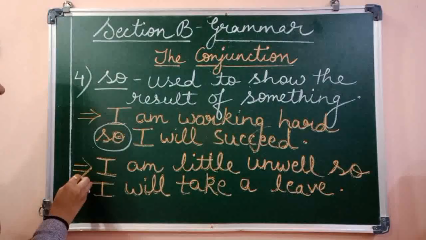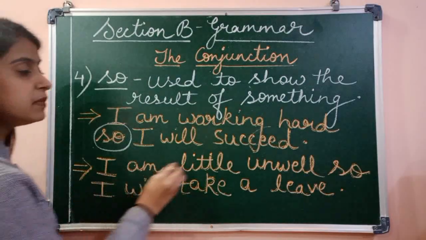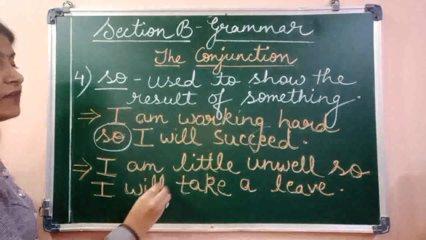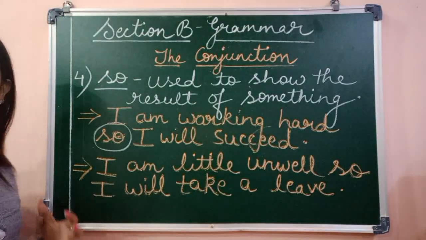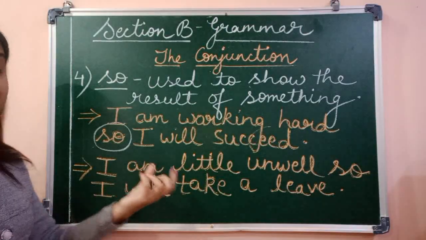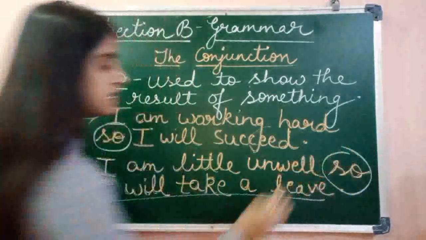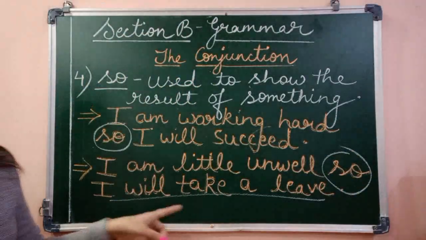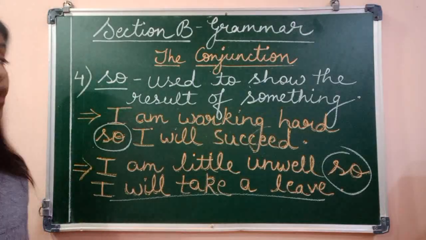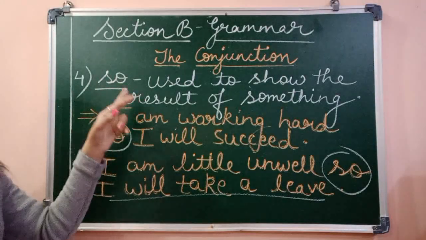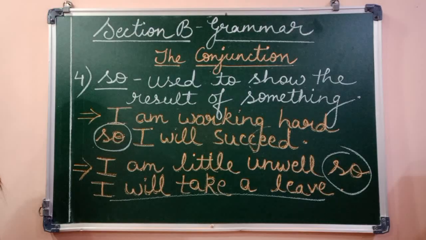Right? Look at the second example. I am little unwell, so I will take a leave. Now what will be the result of being unwell? I will take a leave. So again, both these sentences are joined using the conjunction so. So we use so when we have to show the result of something.